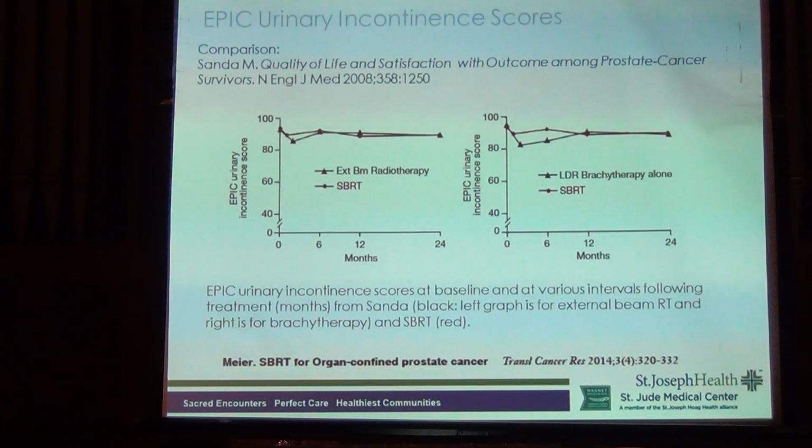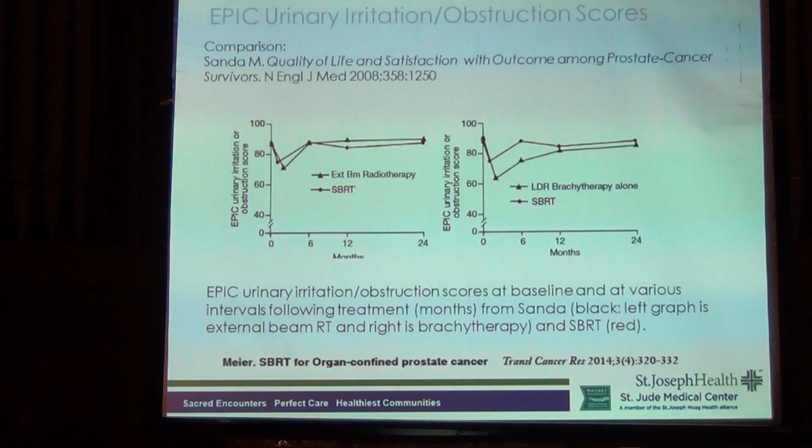And this was a very good study because it compared standard 9-week external beam radiation to SBRT. Now this is looking at urinary incontinence. And those numbers are actually quite low and pretty much the same. And that's true of brachytherapy. So the brachytherapy is the seed implants. This is looking just at urinary irritation and obstruction. And again, quite very similar, maybe even slightly better with SBRT.